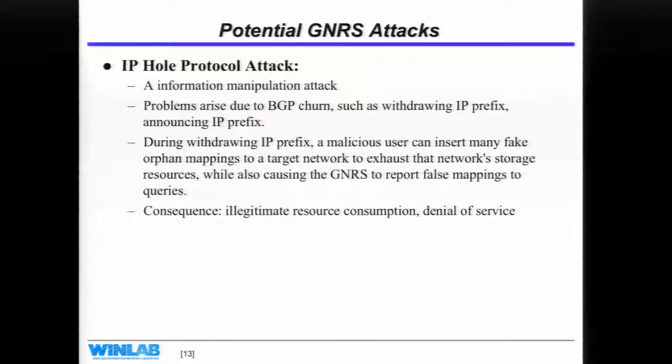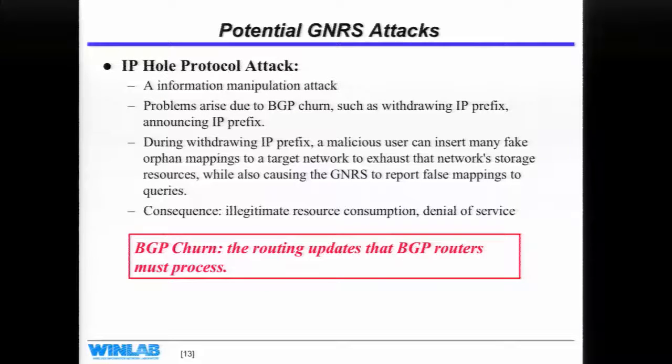The last attack we identified is the IP hole protocol attack. The dynamics in the IP space, known as BGP churn, may cause problems to the GNRS operations. For example, withdrawing an IP prefix makes the GNRS mappings at the current AS hosts become orphan mappings, and therefore we need to find a new mapping storage location to hold those mappings. The IP hole protocol in the GNRS is specially designed to handle these mapping migration operations.